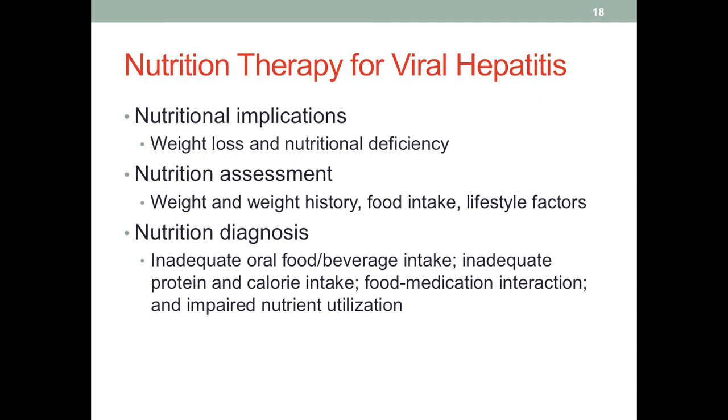Problems for the nutrition diagnosis associated with viral hepatitis include inadequate intake, so inadequate oral, food, beverage, and nutrient intake. Food-medication interaction is also common. And there could be the impaired nutrient utilization. This would be very appropriate considering how important the liver is in nutrient metabolism.